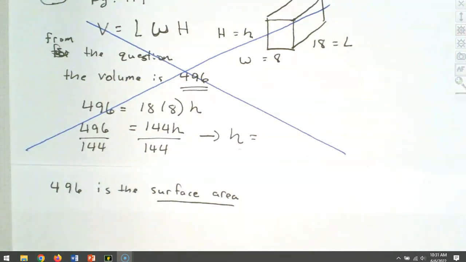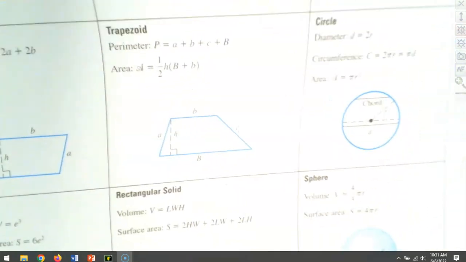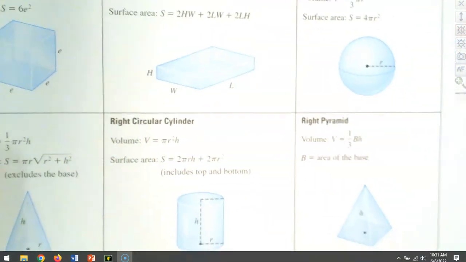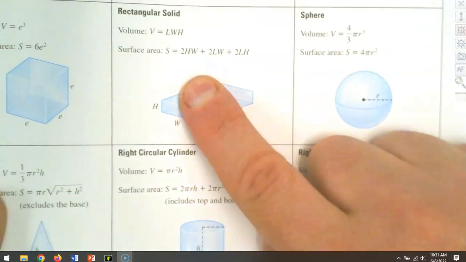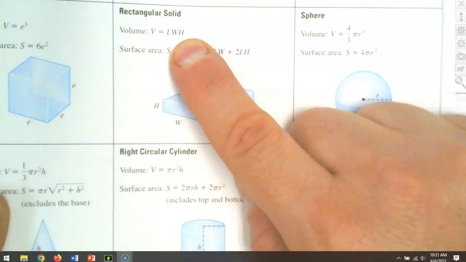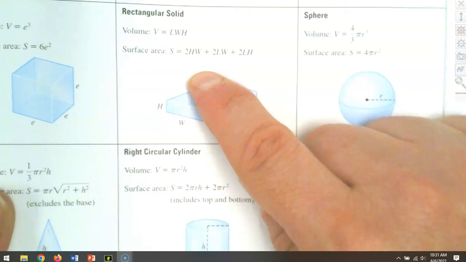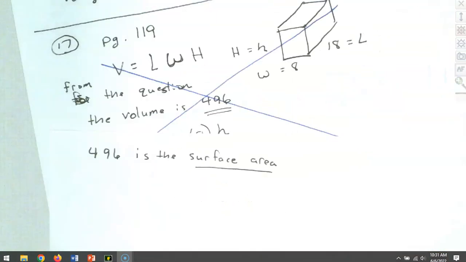I got some weird decimal, and it probably should have been a standard foot. It's probably not going to be a decimal. So I realized I made the mistake. Now let's go back and let's try to get the correct formula. This one's actually a little bit more complicated. But here's our surface area formula. This is the one I should have been using. Okay? I did the volume. I should have done this one. So let's write down our formula, and let's do this question correctly.